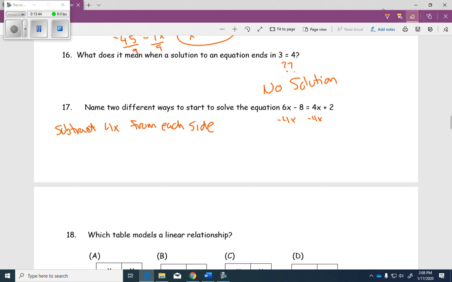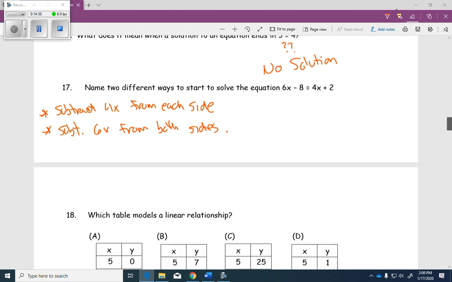If I didn't do that, then maybe I could subtract 6x from both sides. So this is one way. Another way is subtract 6x from both sides. There are other ways. I'm just going to say them instead of writing them. I could add 8 to both sides. Like right here, I could add 8 if I wanted to. Or I could have subtracted 2 from both sides. So there really are 4 different ways of starting to solve the equation. Any way you start always ends up in the same answer.